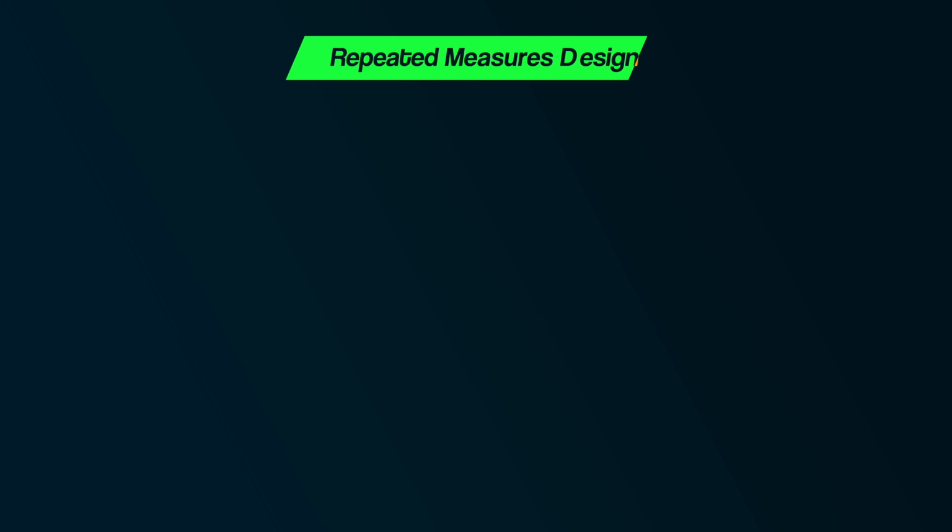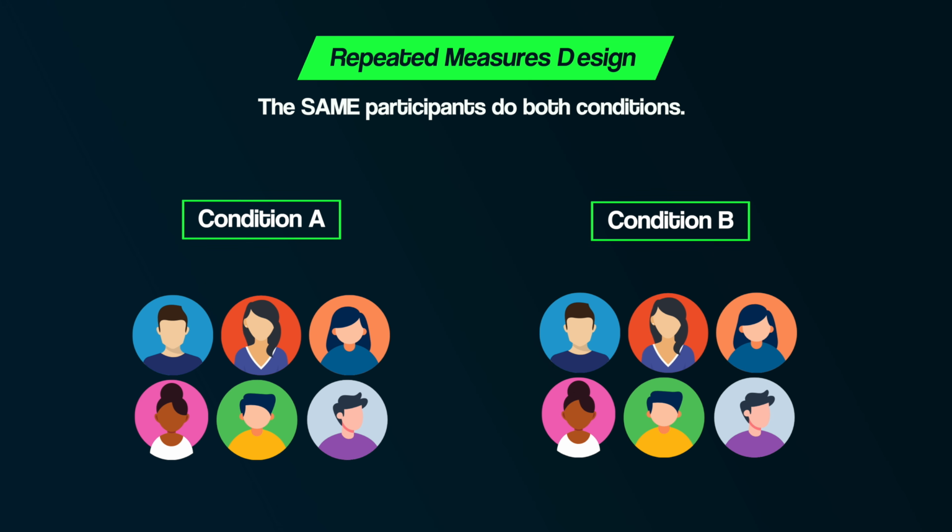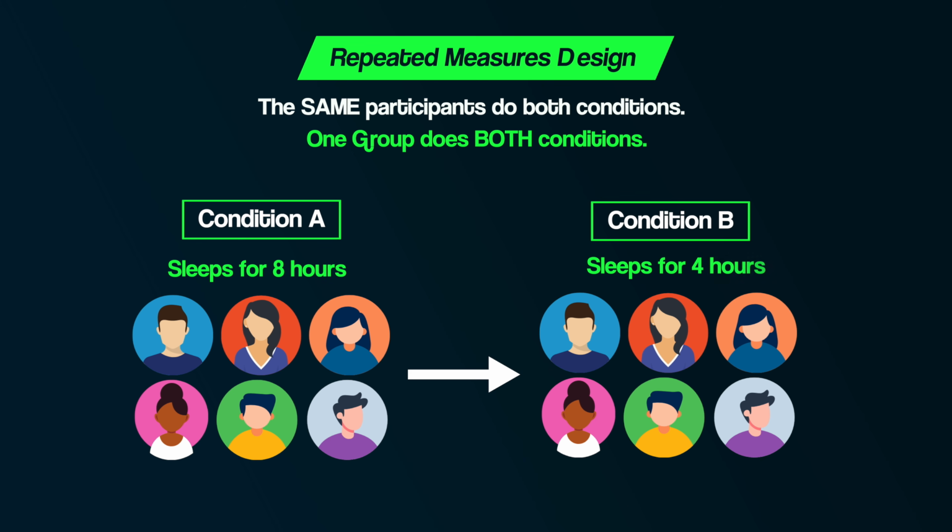Number 2, repeated measures design. This is where the same participants do both conditions. Then you compare the results of both conditions. In other words, one group does both conditions. For example, one night the participant gets 8 hours of sleep, and then on another night the same participant only gets 4 hours of sleep. After each night, they take the same memory test.